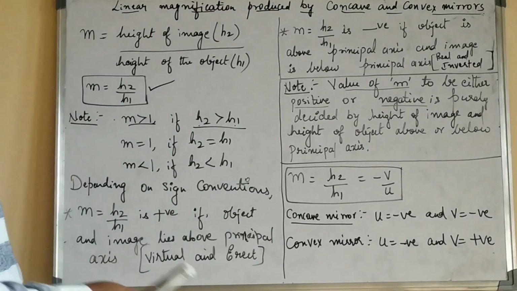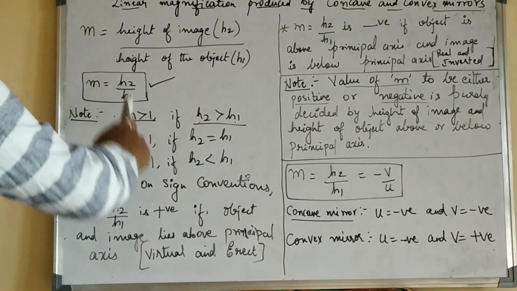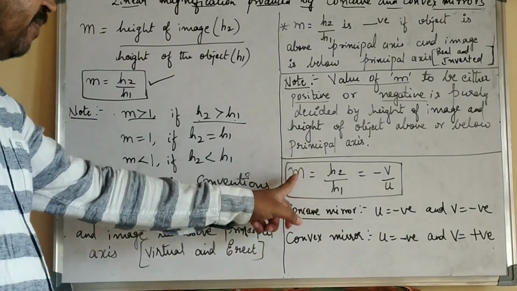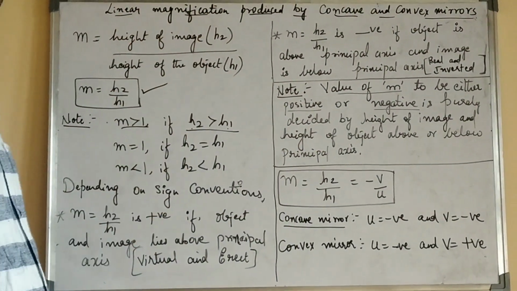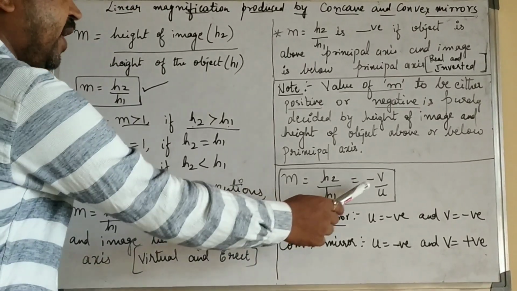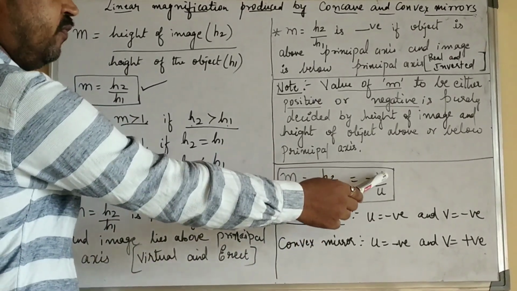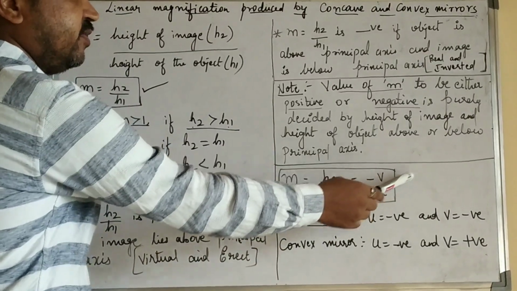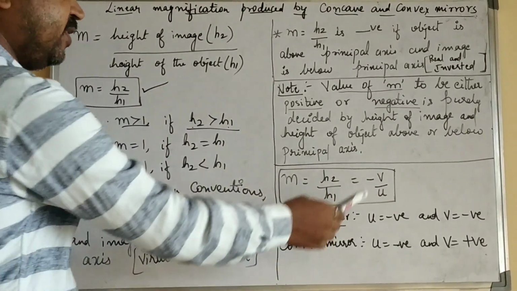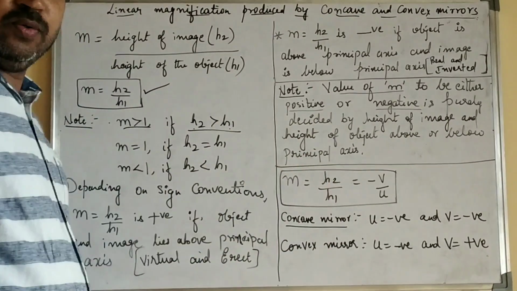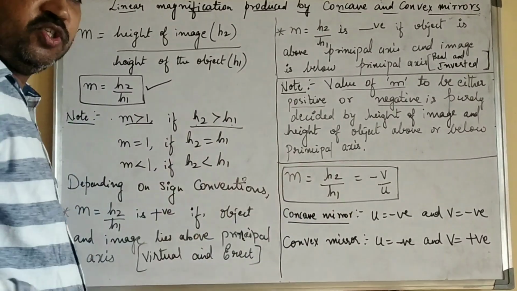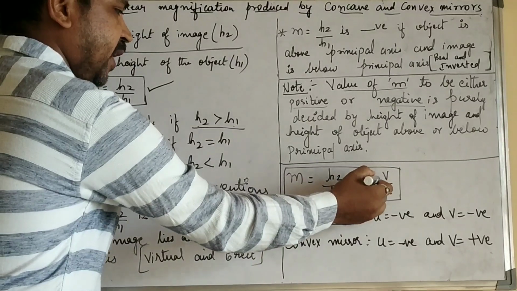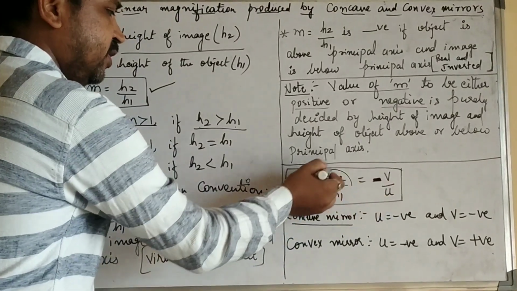Now, we have the formula M is equal to H2 by H1. This magnification can also be found by using the ratio of two other quantities, that is, it is defined as the ratio of image distance to the object distance, that is minus V by U. Now here you can ask me, where did this minus sign come from? Actually, this minus sign is the resultant of this quantity.